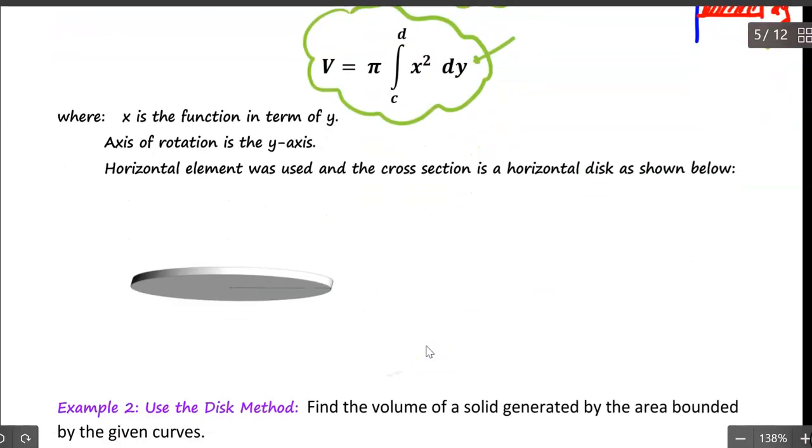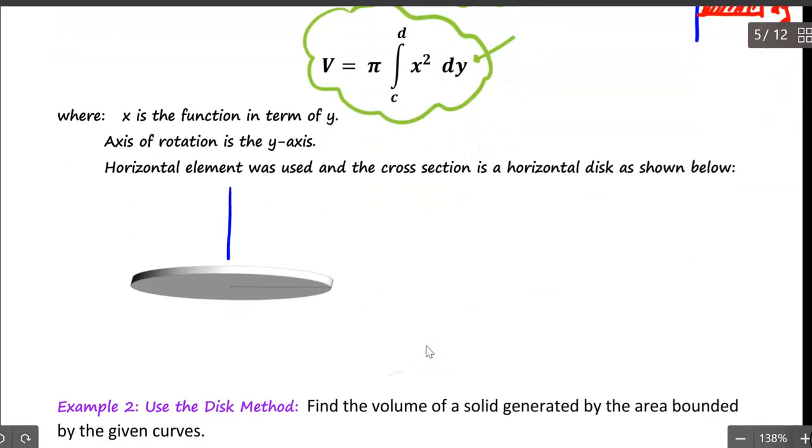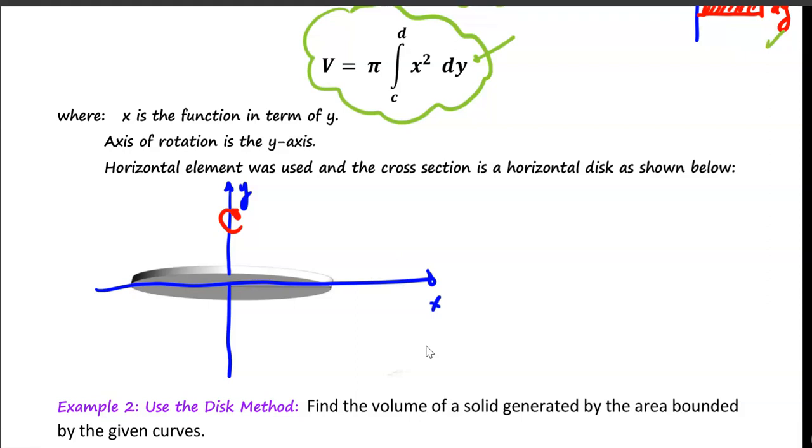So let me quickly draw this. This is your x and y axis. So this is the x, this is the y, and you rotate about the y-axis here, and then you are talking about the horizontal element. So this is my horizontal element right here.